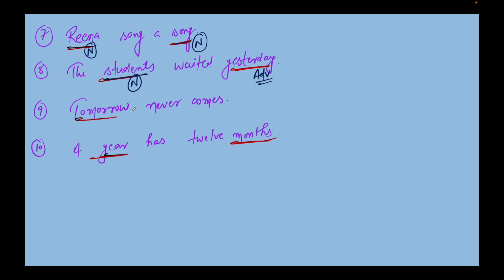Okay. Tomorrow never comes. So what never comes? Tomorrow. It is giving the answer of what, so it will be a noun. Okay, never. What never comes? Tomorrow. So it is giving the answer of what. So it is a noun. Okay. Tell me, what about comes? It is giving the answer of what?